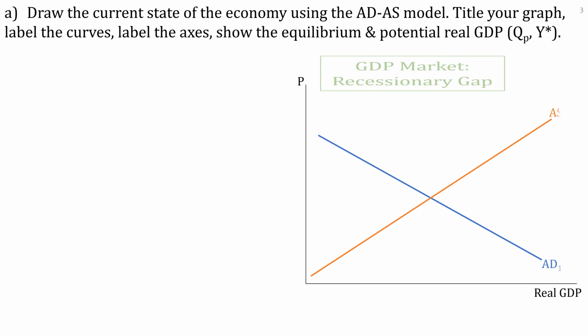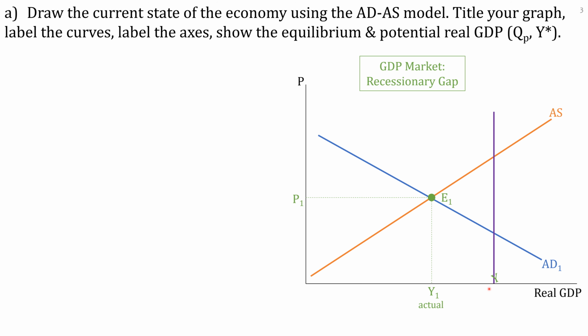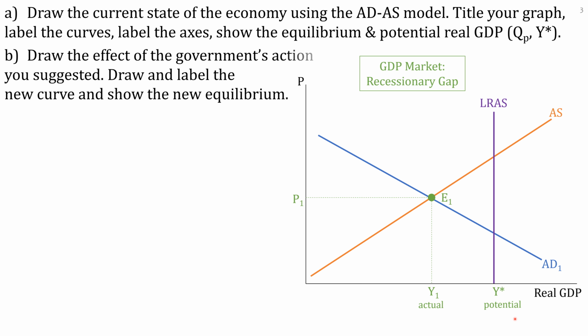So the potential GDP, which you can label Y star, QP, keep the notation that your teacher tells you, but it all means the same thing. What we're saying is the economy is in a recessionary gap, which would look something like this. So there's the potential. This curve is labeled LRAS here, but again, notation can change, it represents the long run supply of the economy.